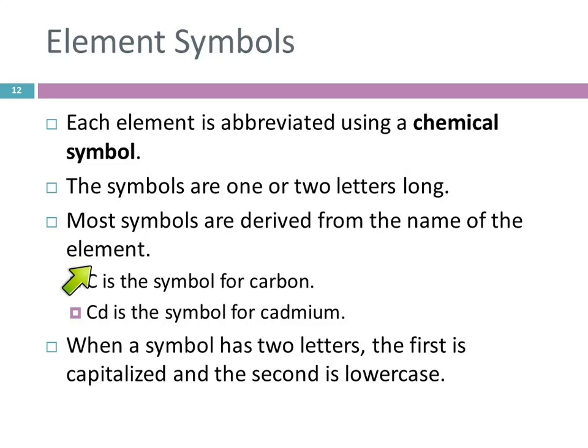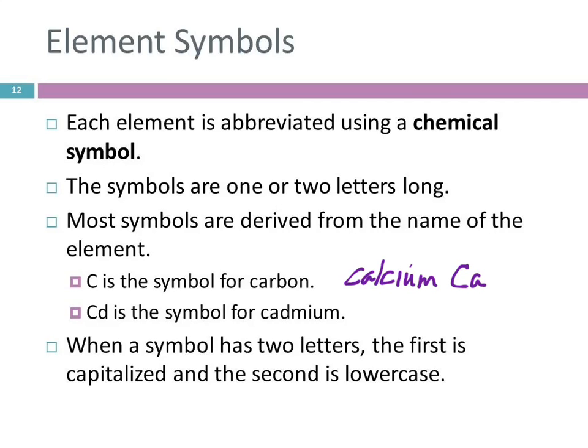So carbon has the symbol C. Cadmium is Cd. So both of these start with Ca. We already use C for carbon, so we can't call cadmium C also. So cadmium gets to be Cd. When it's a second letter, it's usually either the second letter of the element name or the third letter. The reason this one is Cd and not Ca is because calcium got to be Ca. So calcium was Ca. Cadmium then is Cd.